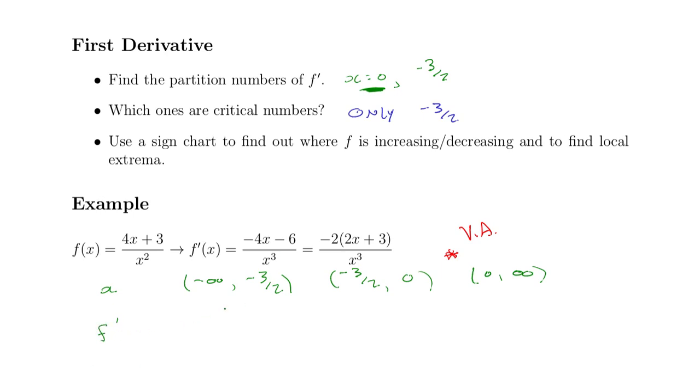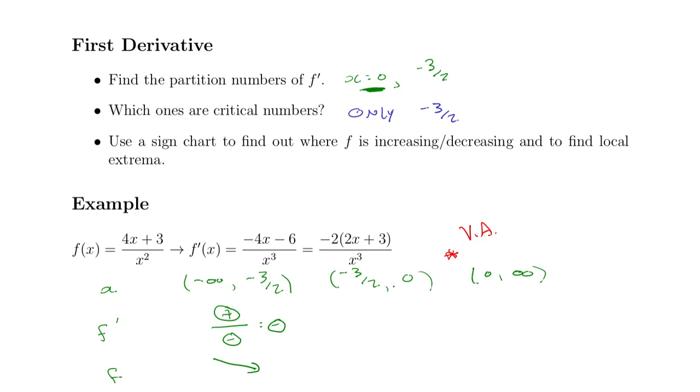If we go ahead and plug in some values for our derivative, maybe I'll pick something like negative 2. I end up with positive 8 minus 6. That's positive 2. So I have a positive number over negative 2 cubed, which is negative. Positive over a negative is negative. That means our function is going to start decreasing.